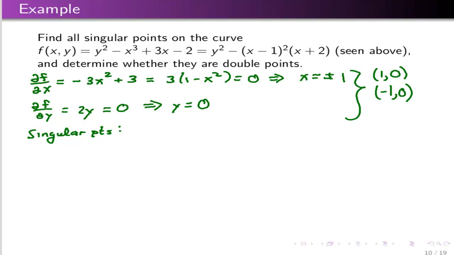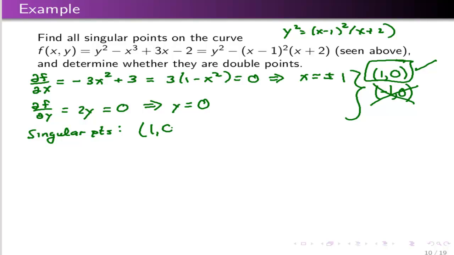So which of these points are actually on our curve? y squared equals (x minus 1) squared times (x plus 2). Well, when x is plus 1, y is 0. So that point is one of the points on the curve. When x is negative 1, we do not get y equals 0. So that's not even on the curve. So we have just one singular point, (1, 0).